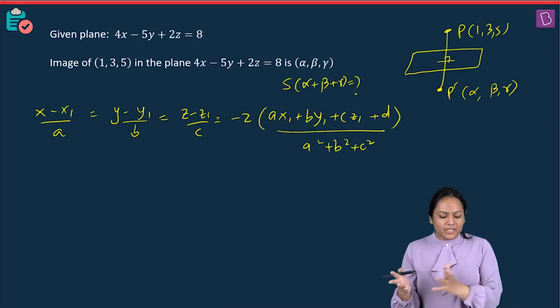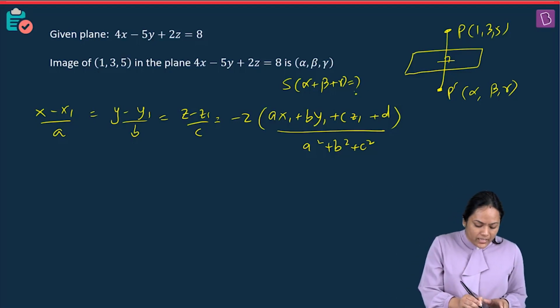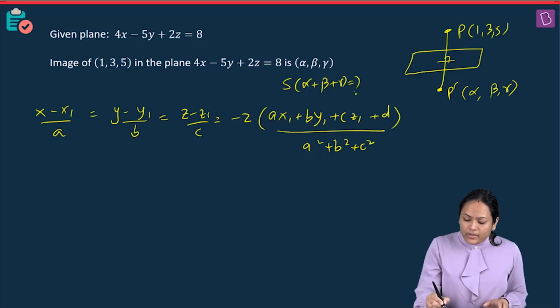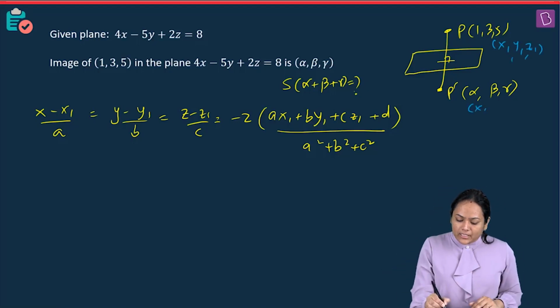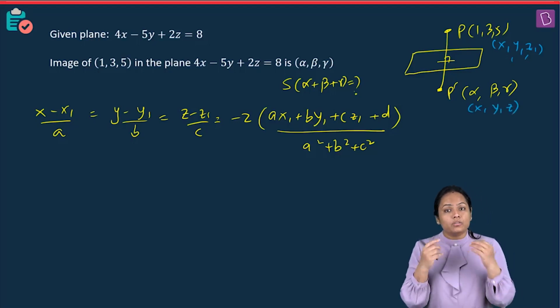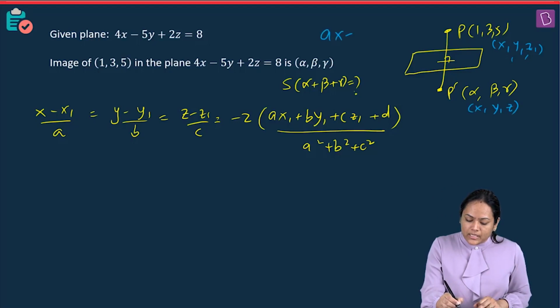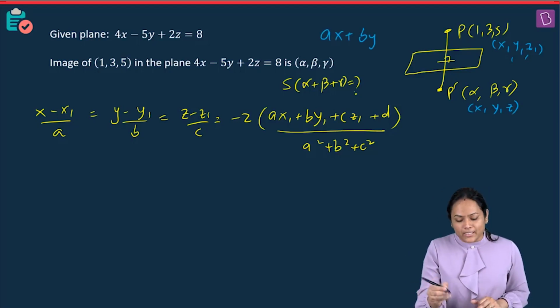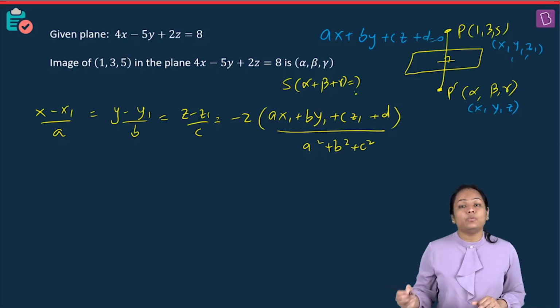What are these a, b, c, d, x1, y1, z1? Well, let me again revise it for you. x1, y1, z1 is nothing but my point P coordinates whose image I have to find. x, y, z is nothing but my P dash coordinates which I have to find. And the plane equation is in its standard, or let's say the general form, ax plus by plus cz plus d is equal to 0.